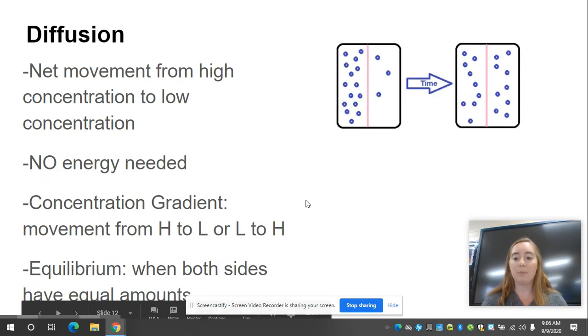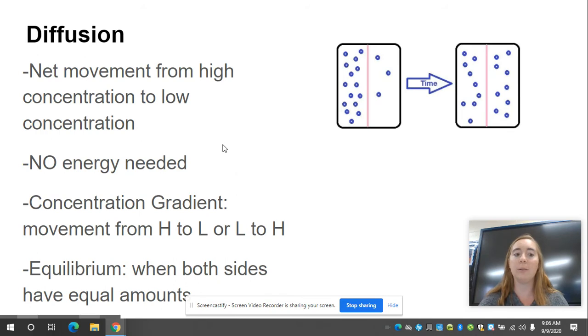Diffusion then is one type of passive transport. And what we're going to see is it's going to move, like we said, from an area of high concentration to low concentration with no energy needed. We're going to see that there's this thing called a concentration gradient, and the concentration gradient in this case is high to low for diffusion. If you look at this picture, we have a high concentration of molecules on this side and a low concentration on this side. Over time, some are going to move from the high concentration side to the low concentration side until they reach equilibrium, which is in this picture here. Equilibrium is when both sides have equal amounts.